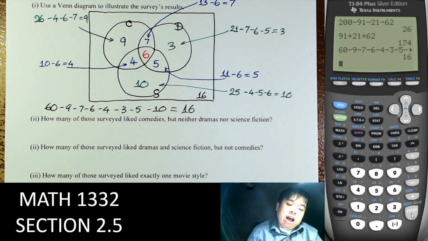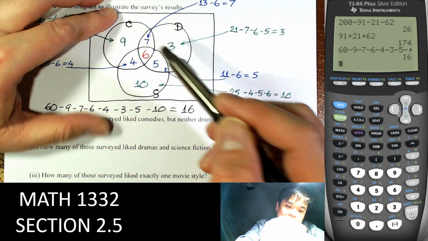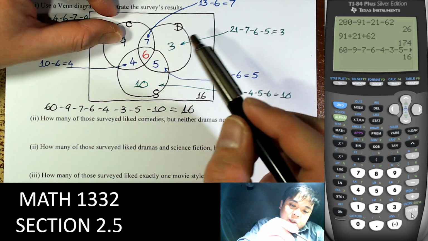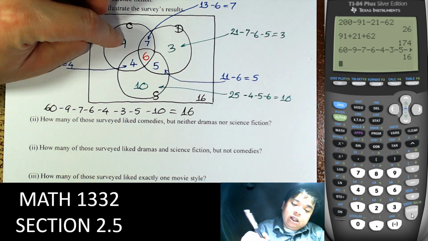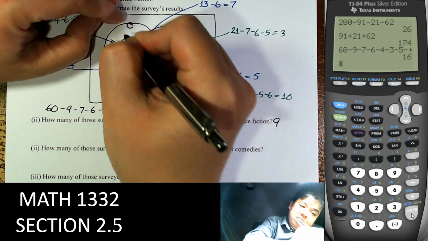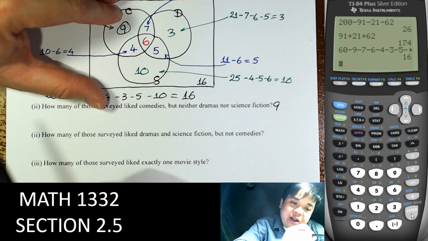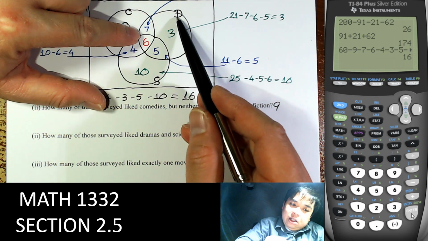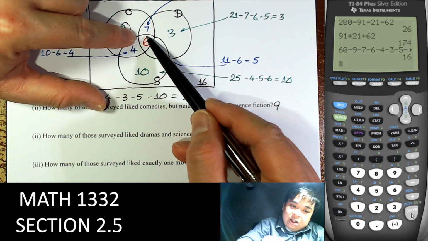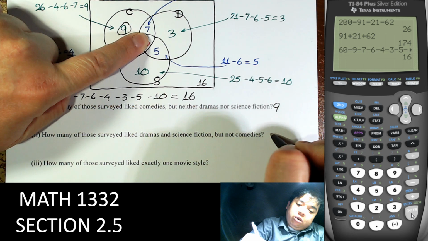How many of those surveyed like comedies but neither drama nor science fiction? So pretty much we're talking about only the 9 that only like comedy. 9. How many of those surveyed like drama and science fiction, but not comedies? Drama and science fiction are this, but excluding the 6 that belong to comedy. So there's only 5.